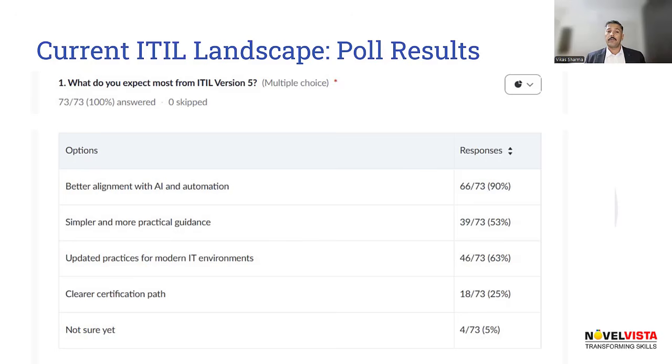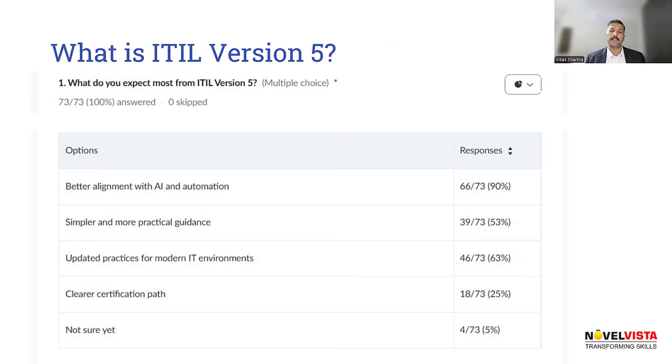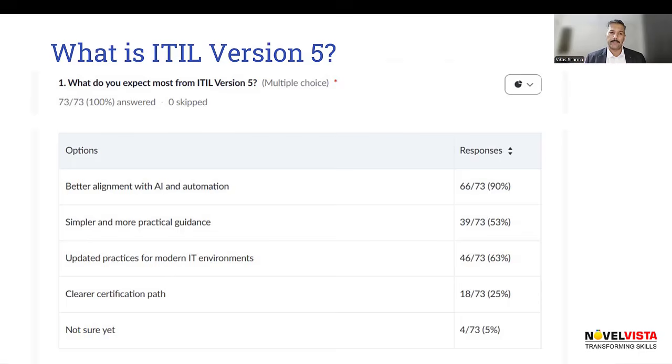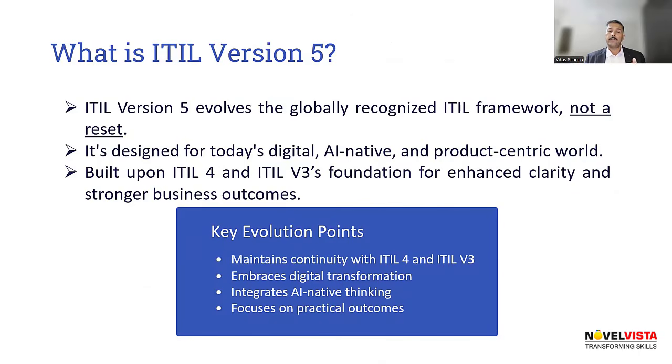So in order to overcome all these challenges, PeopleServe launched ITIL version 5. And now when we look at ITIL version 5, what exactly it brings to the table, let's try to understand. Now, ITIL version 5 evolves. I mean, it's the evolution.